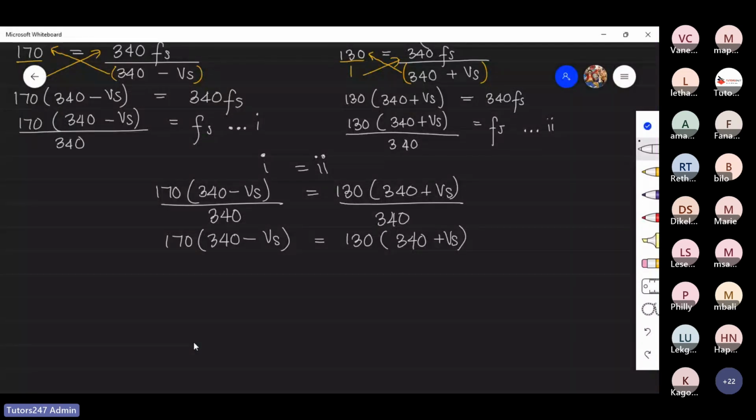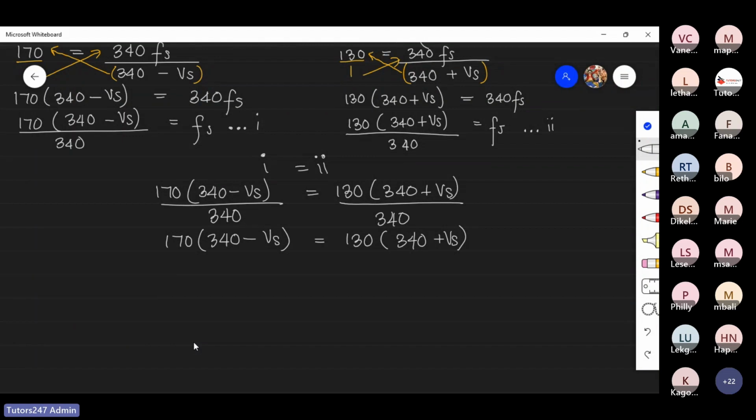Okay, now from there you can see that we have 170 on the left, 130 on the right. We have a few options available to us. We can either multiply those values into the bracket, or we can get rid of the zeros on both sides.